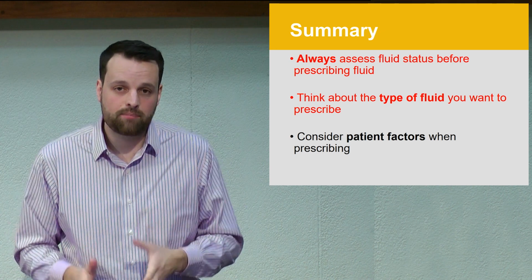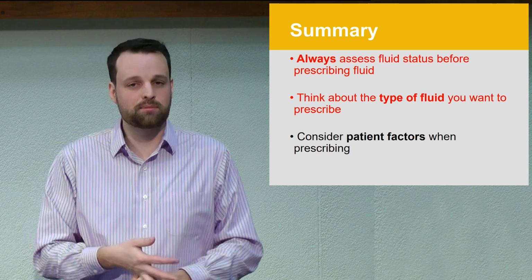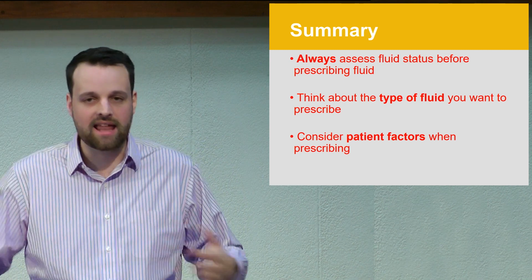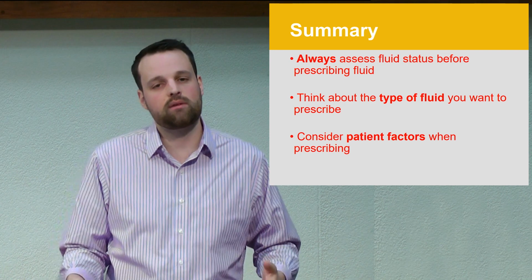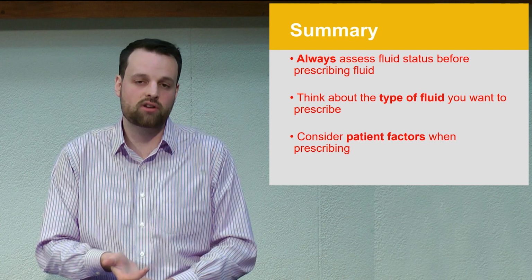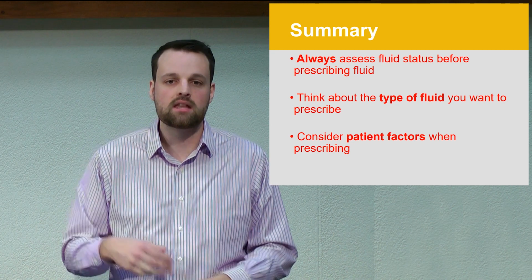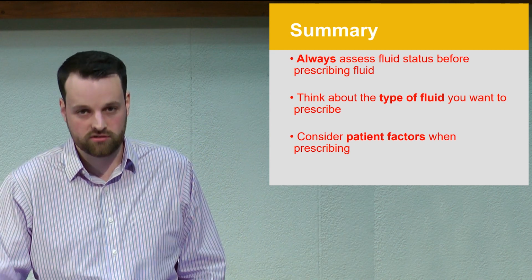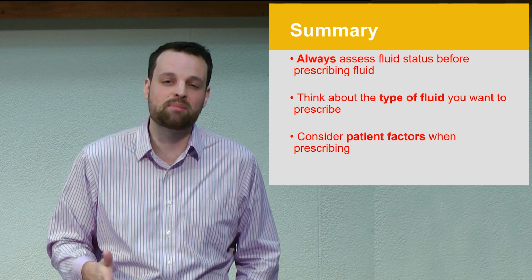Lastly, consider the patient's size. Are they the textbook 70 kilo man, or are they at the different ends of that spectrum? And consider whether they've got any comorbidities such as congestive cardiac failure or chronic kidney disease that might mean that they're predisposed to fluid retention, because they're the patients that you need to be a bit more careful with.